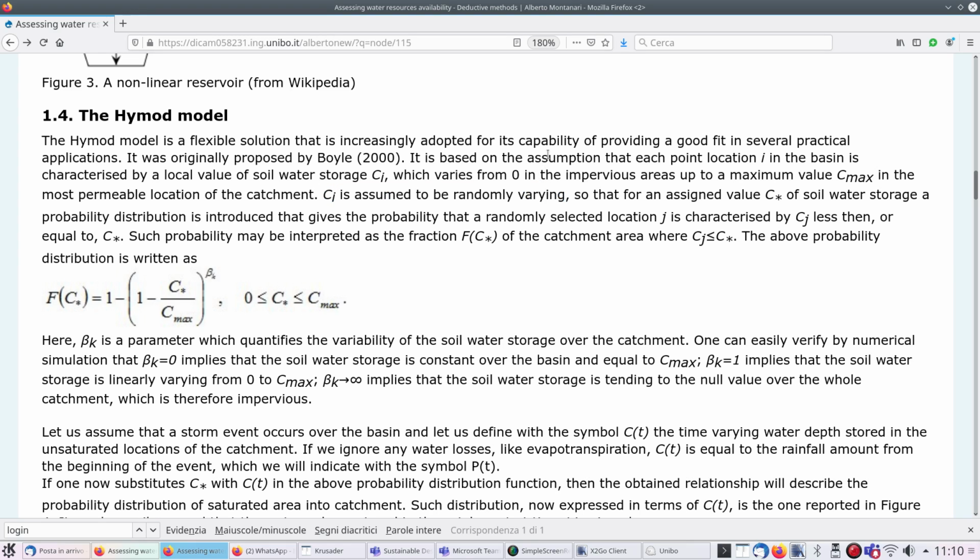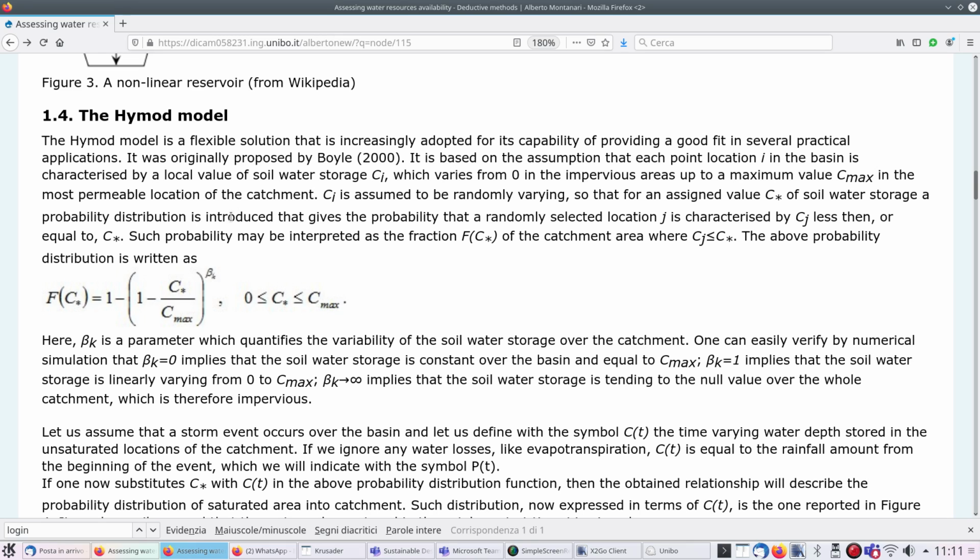I'm not interested in knowing where are the points with a given CI. I am interested in knowing what is the fraction of the catchment that has CI values below a given value. So let's say I am interested in the areas where storage is less than 100 millimeters, but I am not interested in knowing where these areas are. My purpose in the IMOD model is to describe what fraction of the catchment has storage lower than 100 millimeters? It may be half of the catchment, one third of the catchment. This is what I want to describe with this model. Okay? So CI is assumed to be randomly varying.